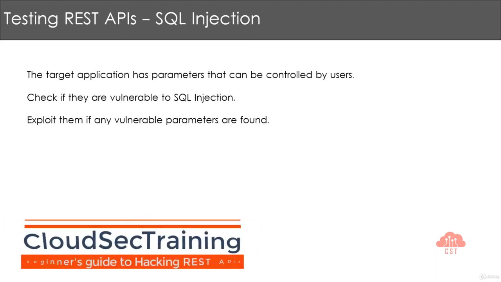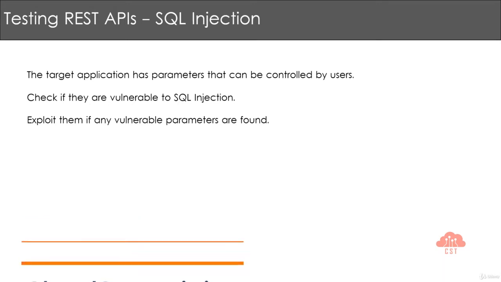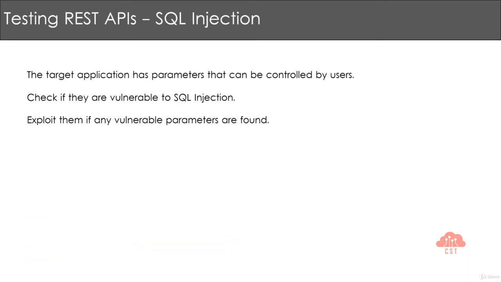To prove the point, let's test our vulnerable REST API for SQL injection. Check if the API is receiving any controllable parameters. If there are any, let's check if they are vulnerable to SQL injection. If we identify a SQL injection vulnerability, let's also see how that can be exploited.